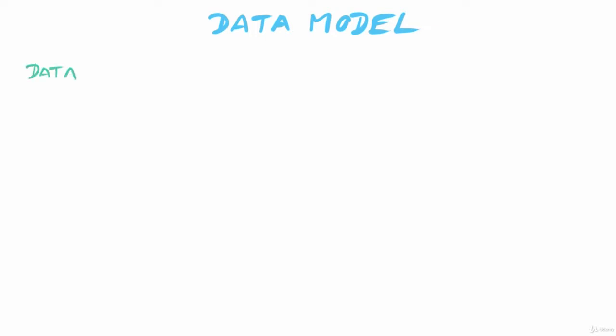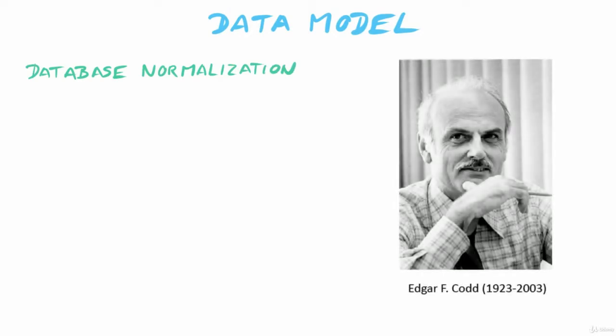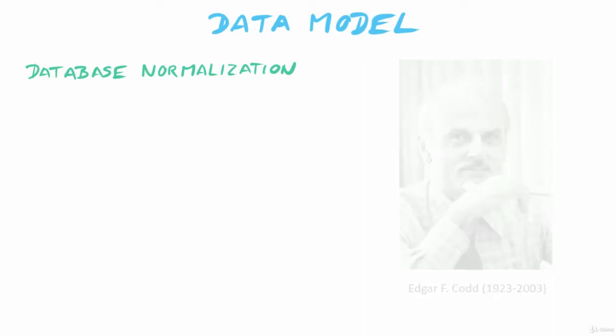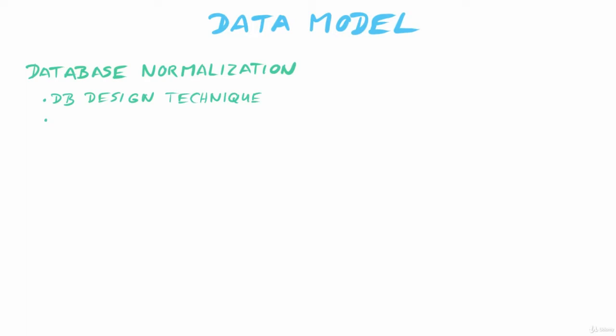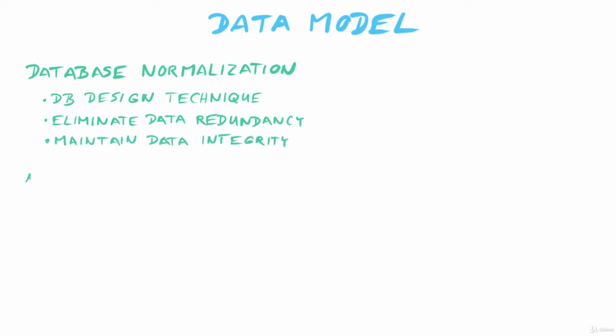It's called database normalization. It was first proposed by Edgar F. Codd, an English computer scientist, in 1970. The normalization is a database design technique. It's the process of structuring your data in a way that you eliminate data redundancy and maintain data integrity.